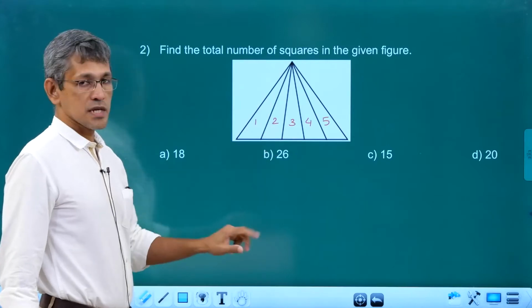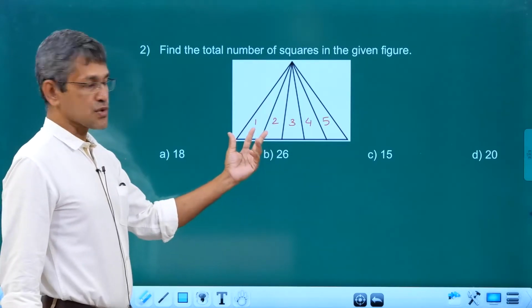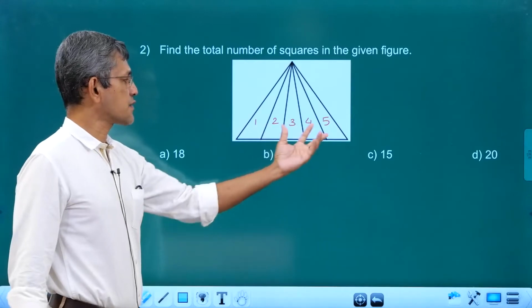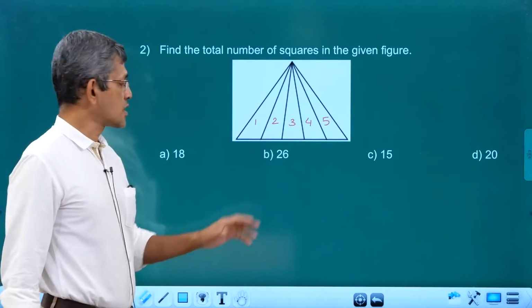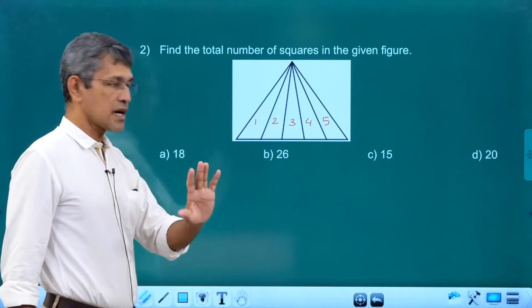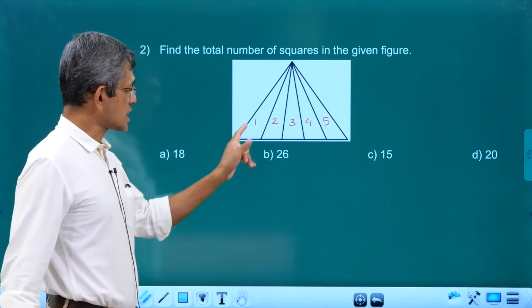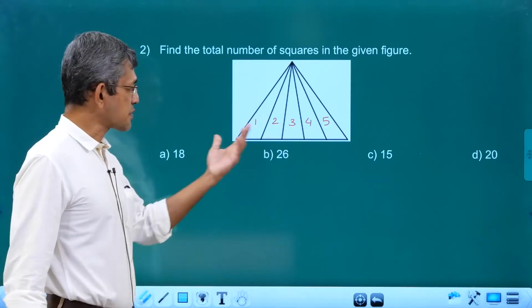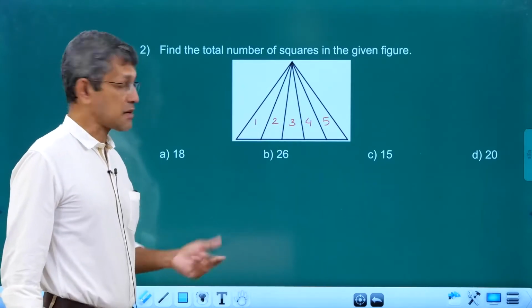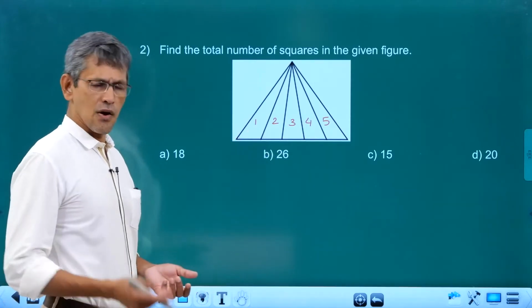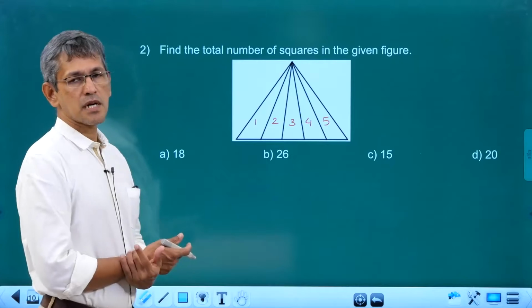One piece at a time, 5 triangles. Then 2 pieces at a time. So 1 and 2 together is a triangle, 2 and 3 a triangle, 3 and 4 a triangle, 4 and 5 a triangle. So 4 of them. So 1 piece at a time, 5, then we have 4. Then 3 pieces together, we have 3 of them. Then 4 pieces together, we have 2 of them. It goes like that. Of course, counting is possible, but it is time consuming.